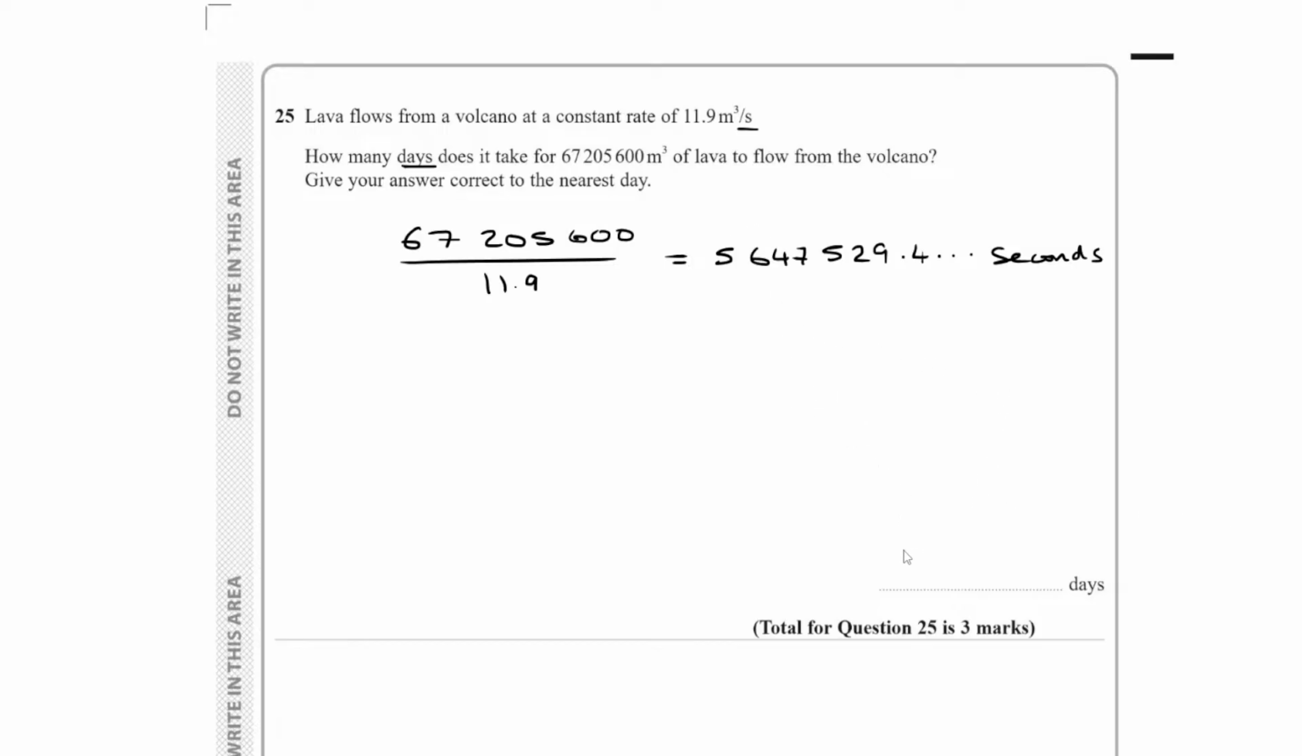I think I just do it in little stages, basically. Seconds to minutes, minutes to hours, hours to days. That's probably what I would do. So how many seconds are in a minute? Obviously 60. So it's going to be fewer minutes, isn't it? So I would divide that answer by 60.